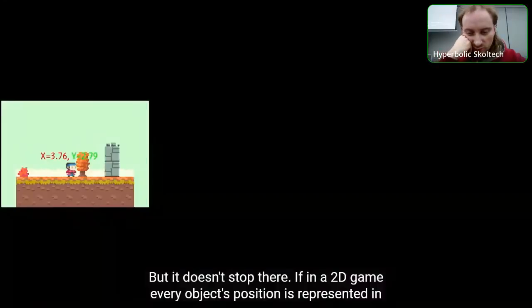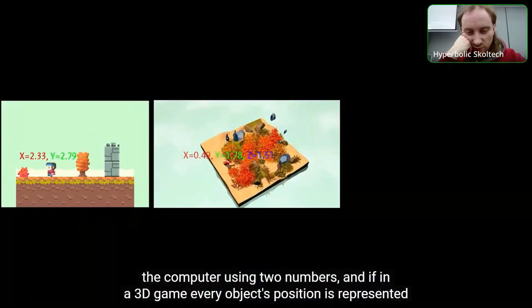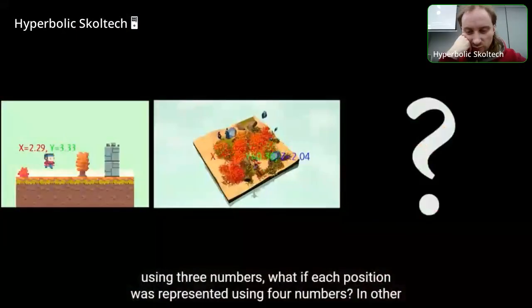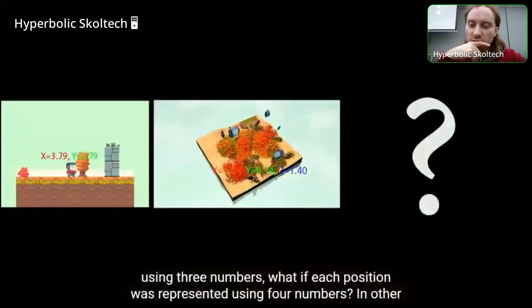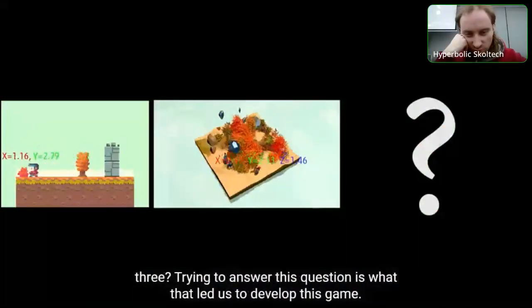If in a 2D game, every object's position is represented in the computer using 2 numbers, and if in a 3D game, every object's position is represented using 3 numbers, what if its position was represented using 4 numbers? In other words, what if there was a fourth coordinate in addition to the first 3? Trying to answer this question is what led us to develop this game.